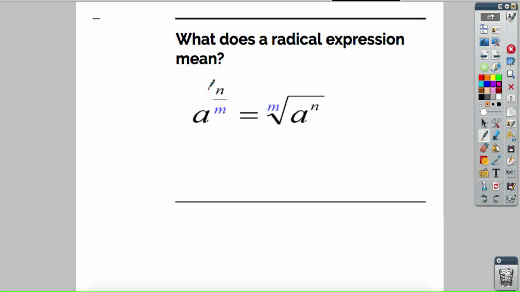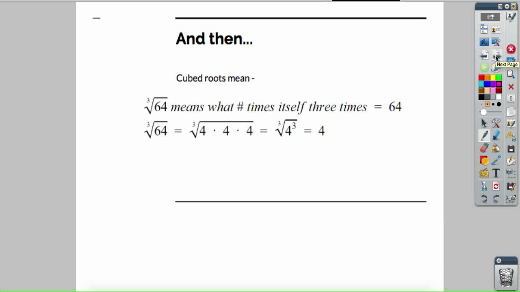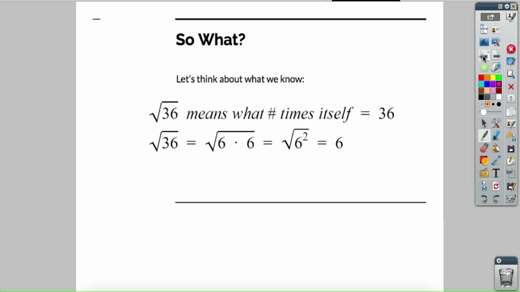If I have a fractional exponent here, a to the n over m power, then I'm going to be taking the mth root of a to the n power. I know that sounds really goofy and confusing, so let's break this down a little bit. Okay, and I think I skipped a slide there. So what does that mean?